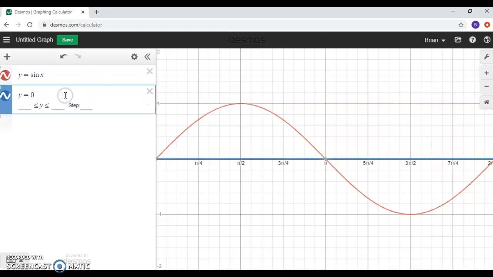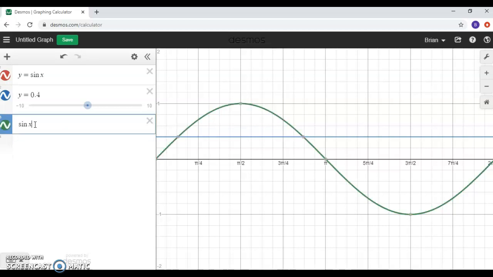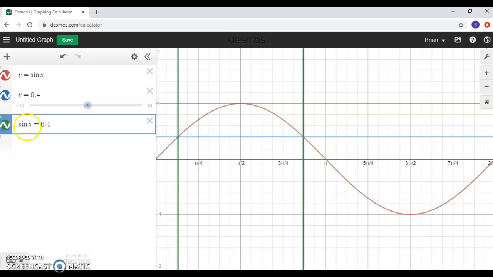And for the second equation, I'm going to put 0.4. So this is the equation I'm trying to solve, and I'm going to deselect this here in just a second. But this is the equation I'm trying to solve: sine of x equals 0.4. So in the first box, I'll type y equals sine of x. In the second box, I'll type y equals 0.4.